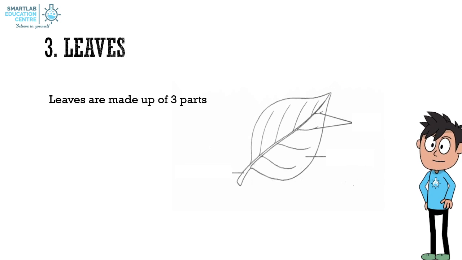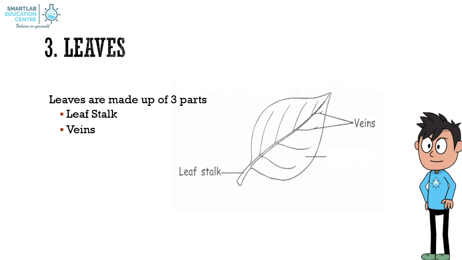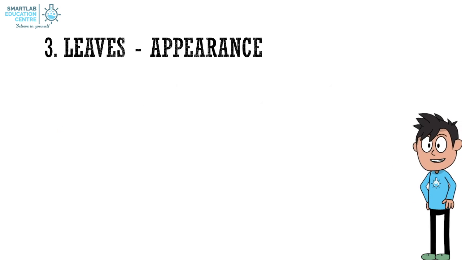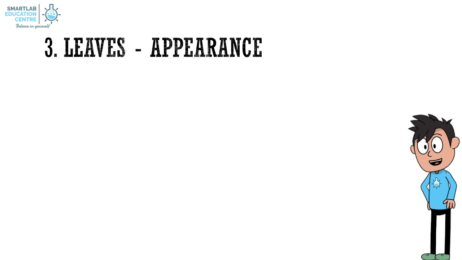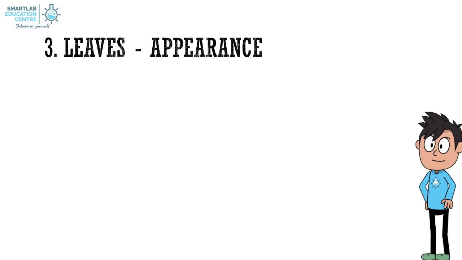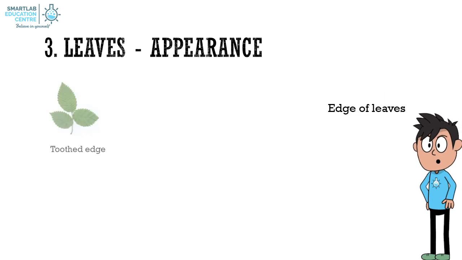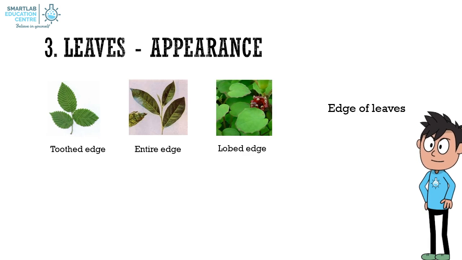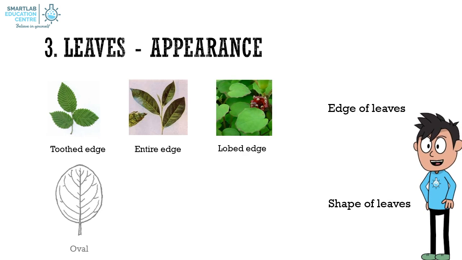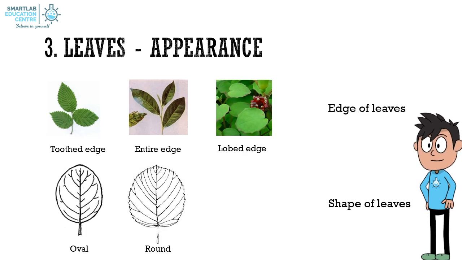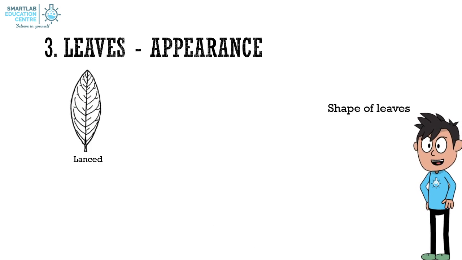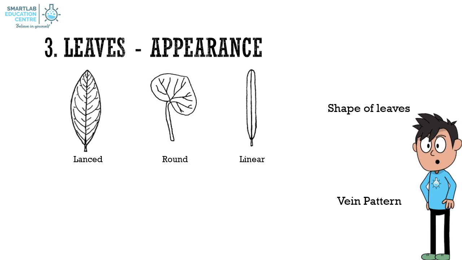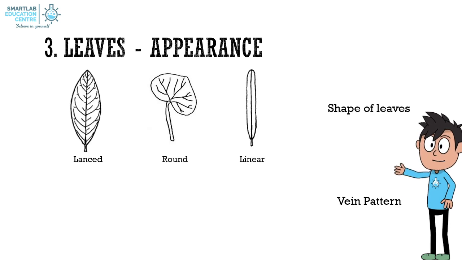Leaves are made up of three parts. Leaf stalk. Veins. Leaf blade. Leaves come in different shapes and sizes. Here are some ways to categorize them. Edge of leaves. Tooth edge. Entire edge. Lobed edge. Shape of leaves. Oval. Round. Heart. Lanced. Round. Linear.